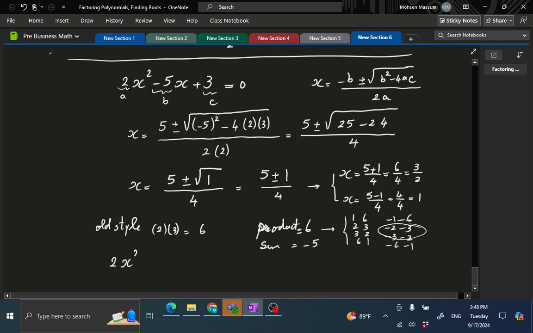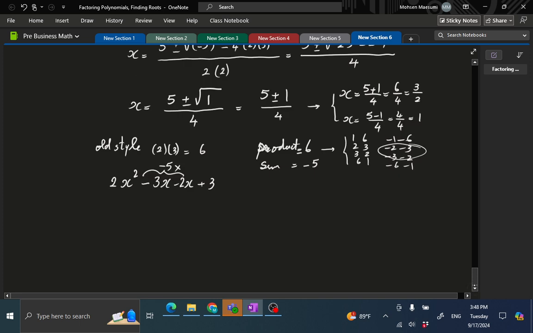2x squared. So instead of minus 5x, I write minus 3x minus 2x, and then I write plus 3. So our trick last time was to break that middle term in this fashion. Now the first two, I can factor an x out of. I get 2x minus 3. The second two, I factor a minus 1 out of them. I get 2x minus 3.